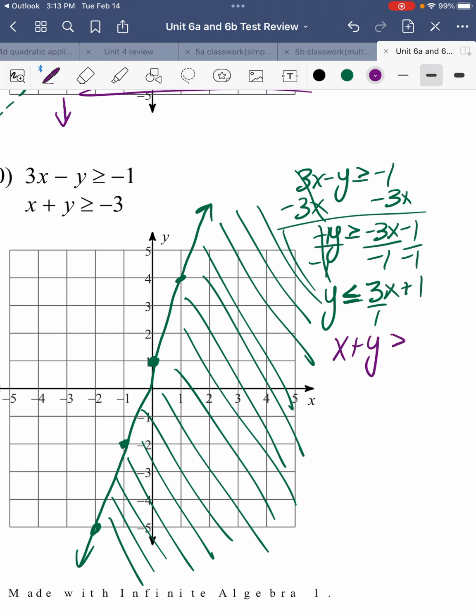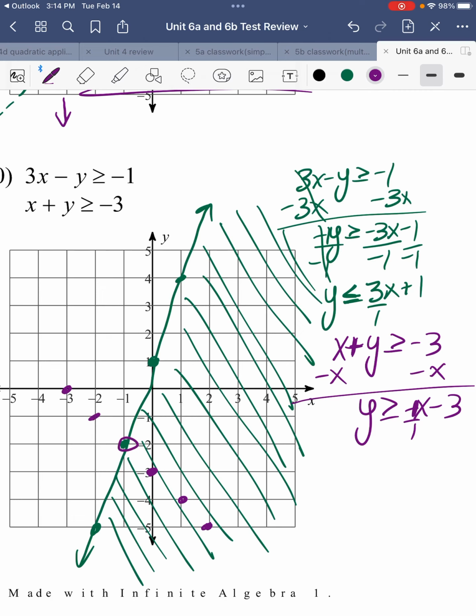And then our next equation, solve for y, so I'm going to subtract x. There are no like terms. We have a negative x minus 3. The y is a positive y, so I just write y. And we have our y-intercept at negative 3. Our slope is negative 1 over 1. Instead of down and right, we can go up and left, up and left, up and left. And equal to is a solid line. So we're going to draw a solid line.